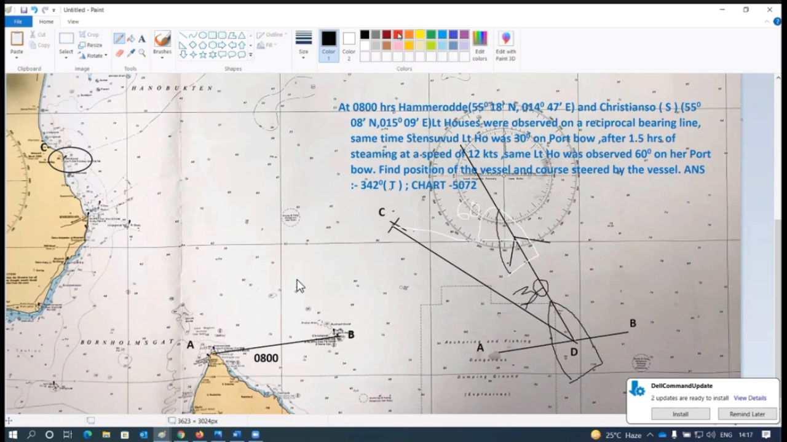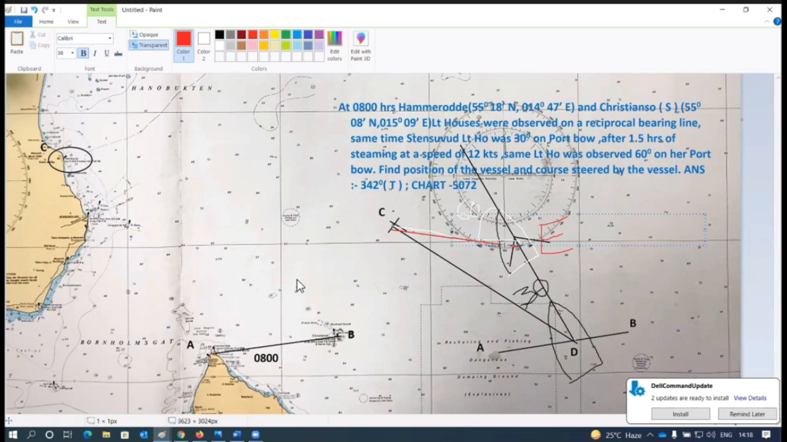So here, the vessel came to E point after 1.5 hours. And in the question it is mentioned, you're 60 degrees on port bow. So all of my diagram is matching with the question. All these positions, D position, all good. Later on we'll get the course also, when you plot on the chart.